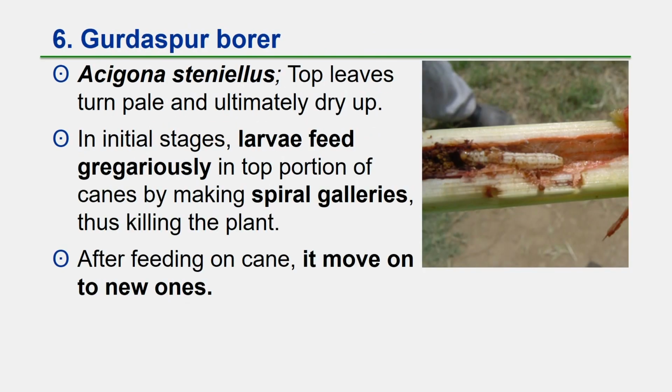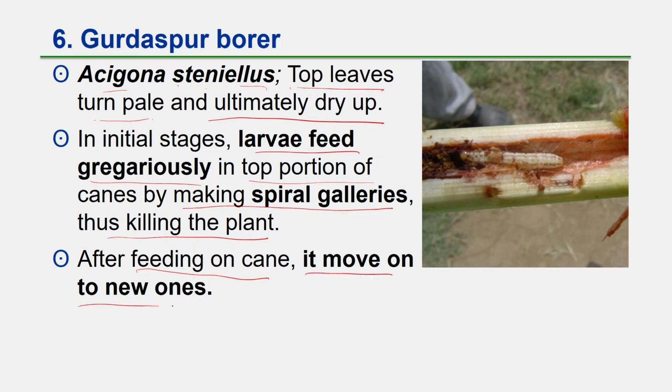Number 6 is Gurdaspur borer. Scientific name is Acigona steniellus. Top leaves turn pale and ultimately dry up. In initial stages, larvae feed gregariously in top portion of canes by making spiral galleries, thus killing the plant. After feeding on cane, it moves on to new ones. Means one larva can feed on several canes, and you can see the damage being done on the right side.